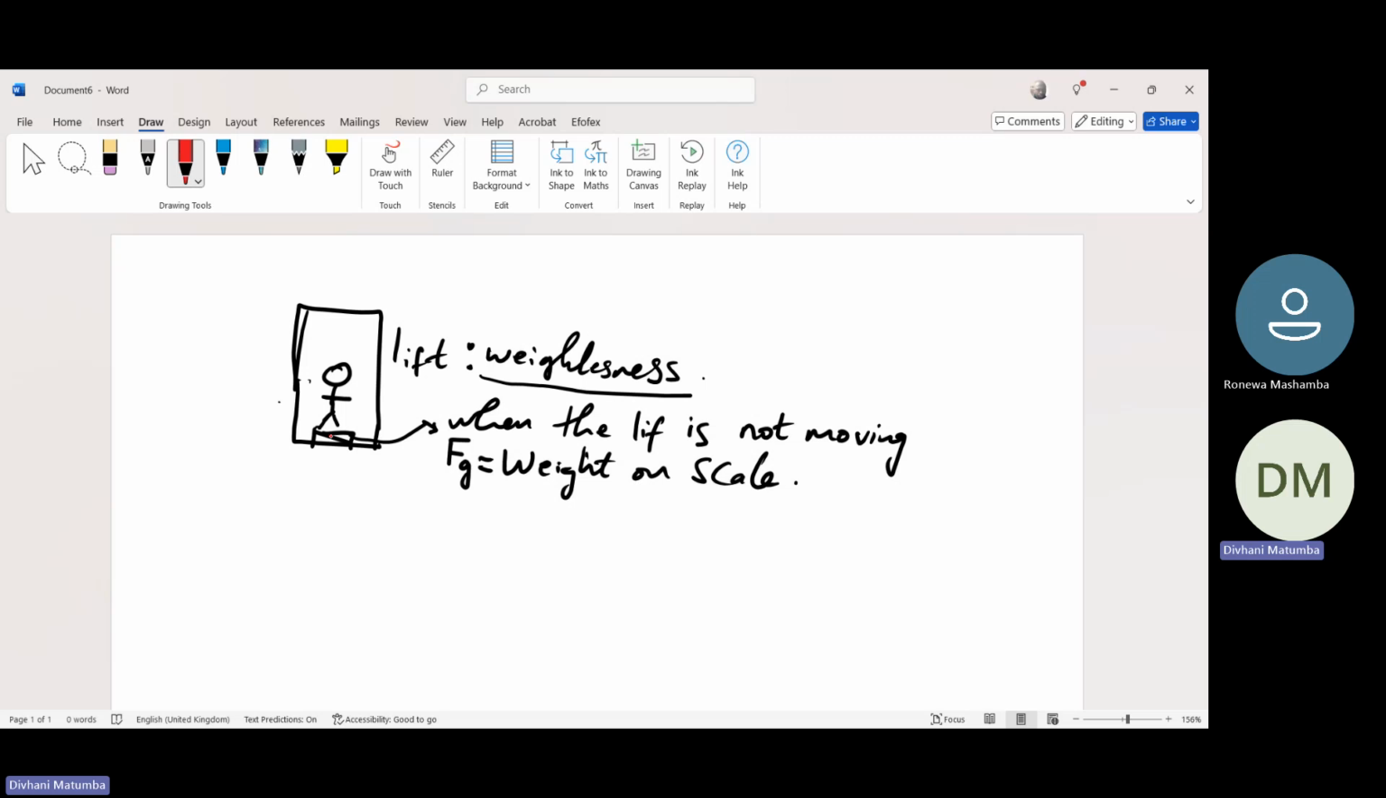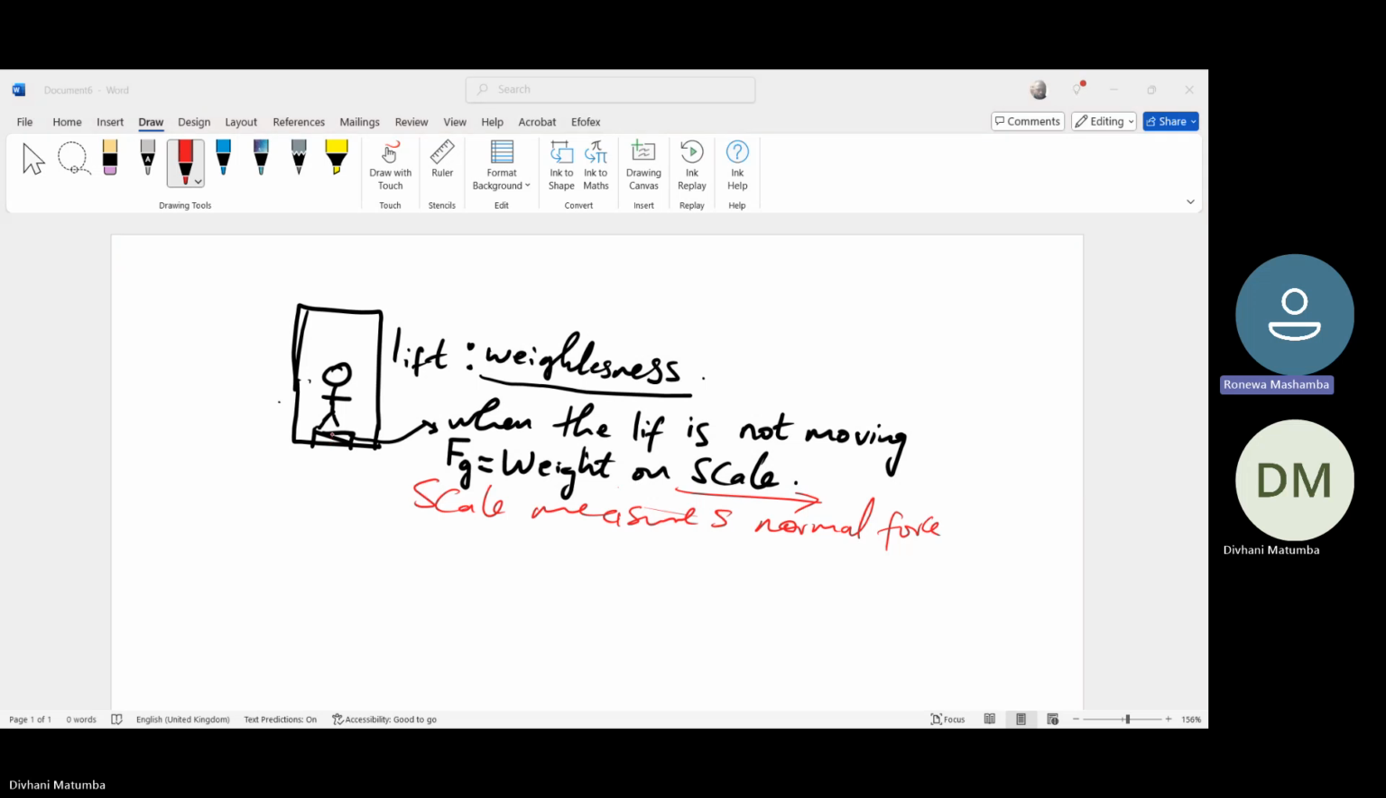But when the lift starts moving, the scale measures the normal force. Do you agree? Yes, sir. The scale measures normal force. Okay, so basically what you're saying is that if the lift were to go upwards, the normal force would increase, or the weight would increase. And if the lift were to go downwards, the weight would decrease. Yes, okay, that's true.